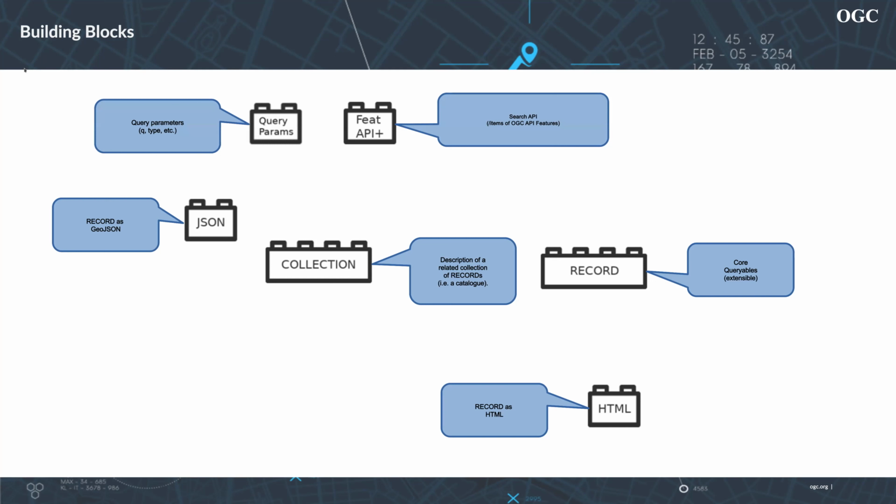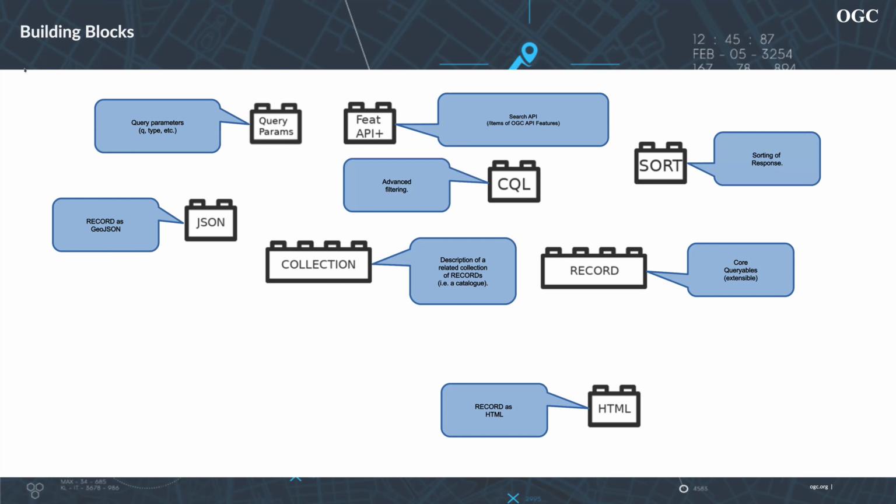And those are now being absorbed into Features. So they're going to be taken out of Records and they're going to become part of the Features specification, so that the entire API for a catalog is described in the Features specification. We've added a sorting building block so you can sort the results. And again, sorting is going to be absorbed into Features so that all of the API components of the catalog are going to be in the Features specification.